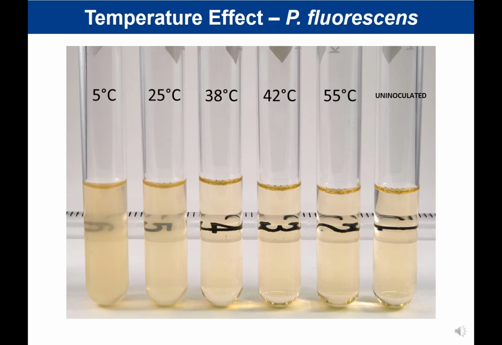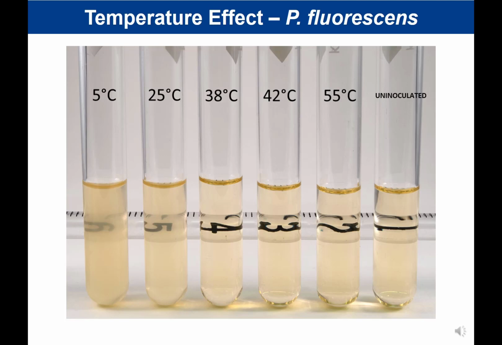So you placed one at 5 degrees, which went in the refrigerator, one at 25, which was room temperature, one at 38, that was an incubator that was set to simulate human body temperature or close to it, 42, and 55. And on the end here, you're seeing an uninoculated control, meaning that that tube has no bacteria in it, and it's a point of comparison to compare the other tubes with.